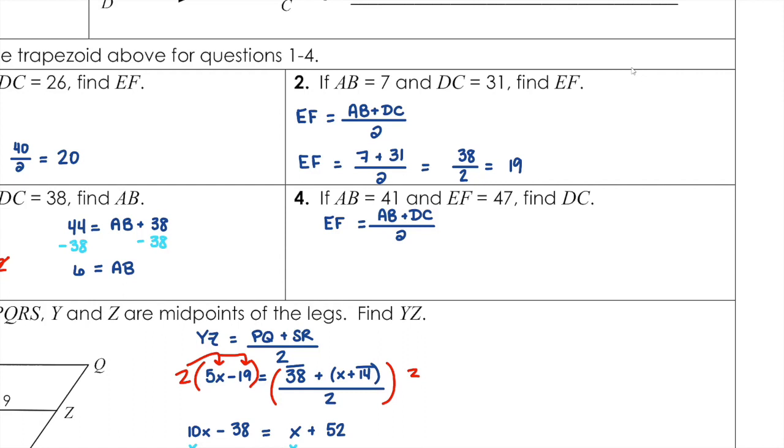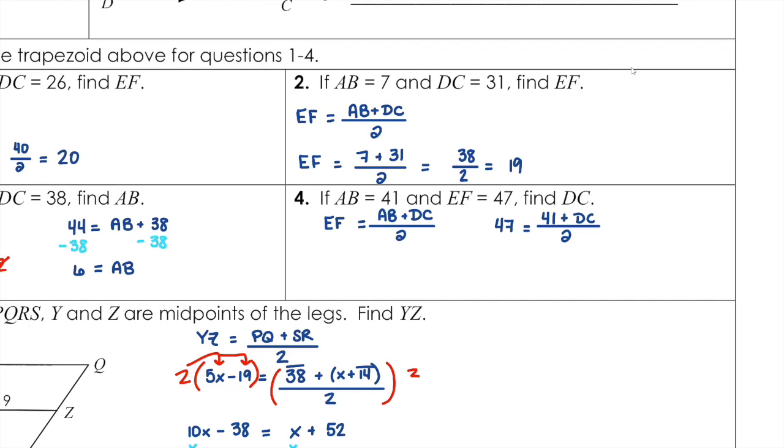And then we're going to substitute who we know. So we know EF is 47. And we know AB is 41. Which leaves DC to be our variable. So like you were just talking about, if we have to find that in the numerator, our lives are going to get 1000% easier if we get rid of that 2 first.